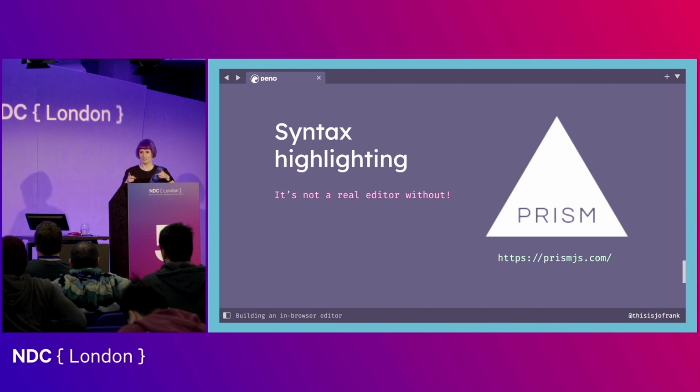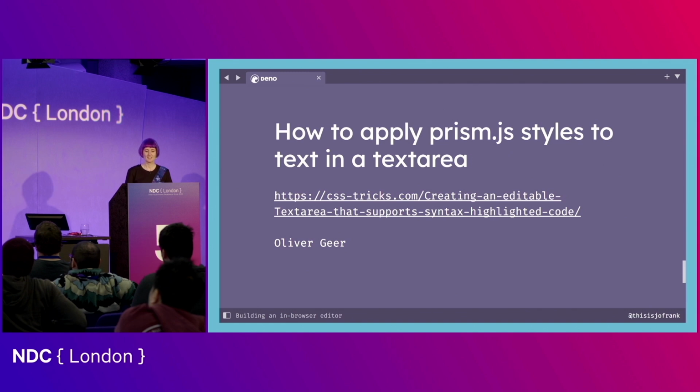But we have a problem here. We're presenting our users with a text area that they can type in. You can't put spans in a text area and display them and render them. So this presents us with a problem, and I spent a lot of time pondering this, and then I found that somebody else has had this problem before me. So thank you so much to Oliver Gear, who has solved this problem for me.